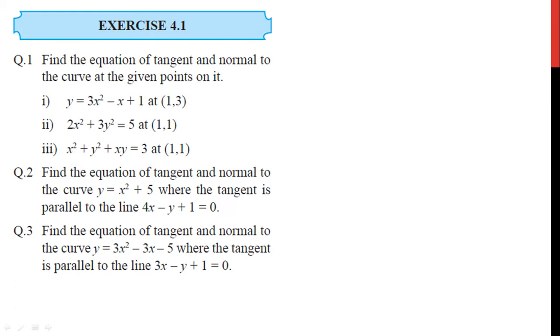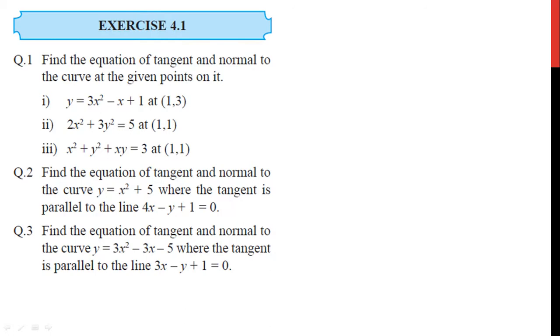And the first curve is given: y is equal to 3x square minus x plus 1 at point (1, 3). Similarly, the second one is given: 2x square plus 3y square is equal to 5 at point (1, 1). And the last one is given: x square plus y square plus xy is equal to 3 at (1, 1).